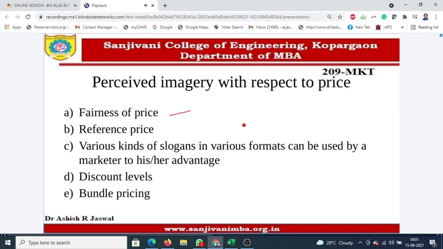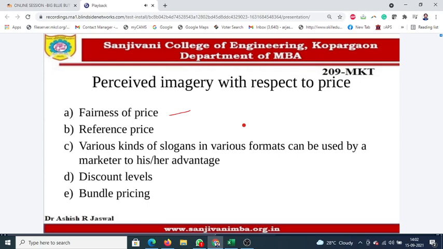Consumers, any consumer, whether you or I, when we look at a price, consciously or subconsciously, we give a lot of importance to the fairness of price. And when the price factor comes into the picture, the consumer always compares the price that he pays for an offering to that which is paid by others.